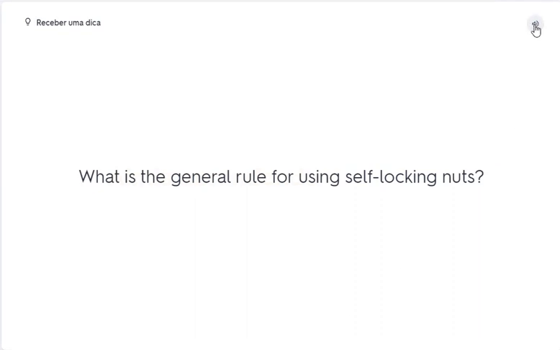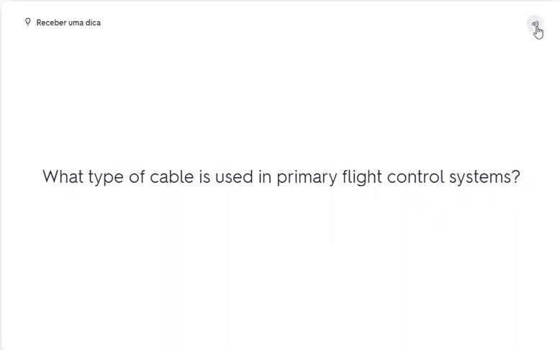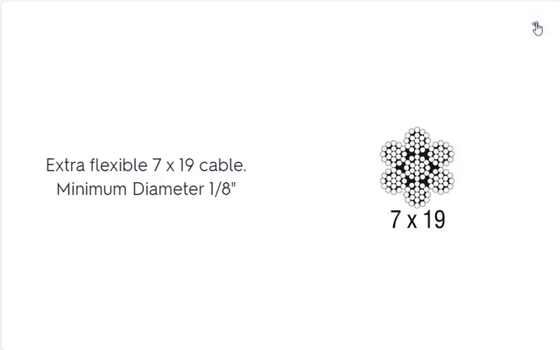What is the general rule for using self-locking nuts? Do not use self-locking nuts at joints that are subject to rotation. What type of cable is used in primary flight control systems? Extra flexible 7x19 cable, minimum diameter 1/8 inch.